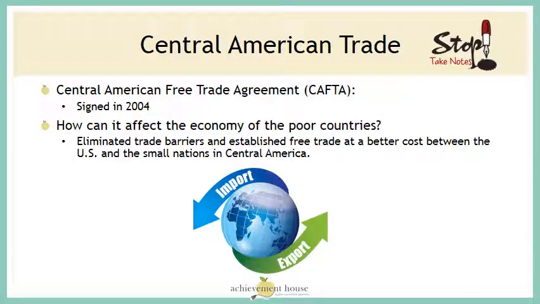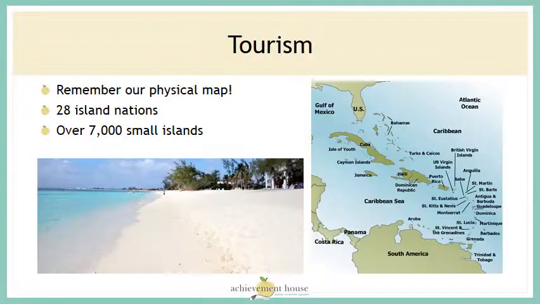This is similar to the North American Free Trade Agreement that we covered in earlier lessons that eliminated trade barriers between the countries of Canada, United States, and Mexico. Finally, let's discuss why tourism has an impact on the Central America economy. Let's remember that physical map that we went over when studying the Caribbean. There are over 28 island nations and over 7,000 small islands. That's a lot of beach vacations, and all those beach vacations bring money into the Central American area.